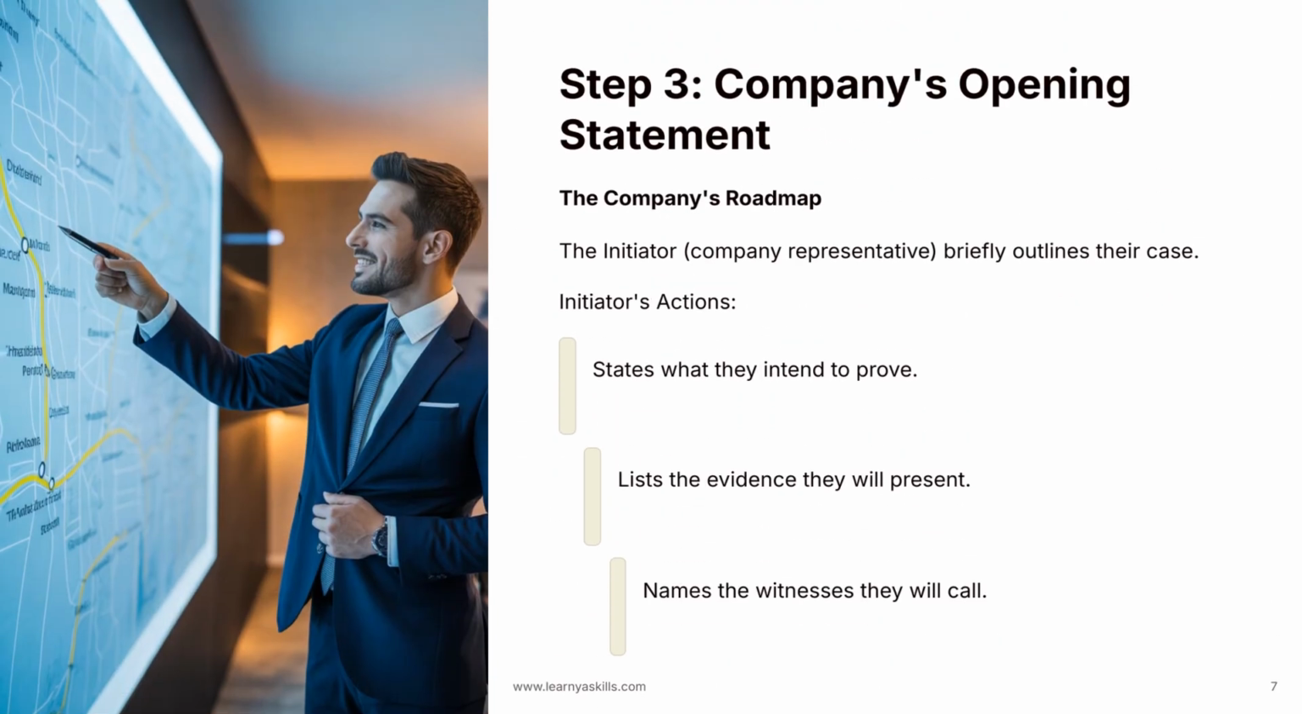Step 3 is the company's opening statement. This is a very brief preview of their case. The company representative, or initiator, will stand up and tell the chairperson what they intend to prove. They will typically list the evidence they plan to present and name the witnesses they are going to call. Think of this as them showing the chairperson their intended route on the map.